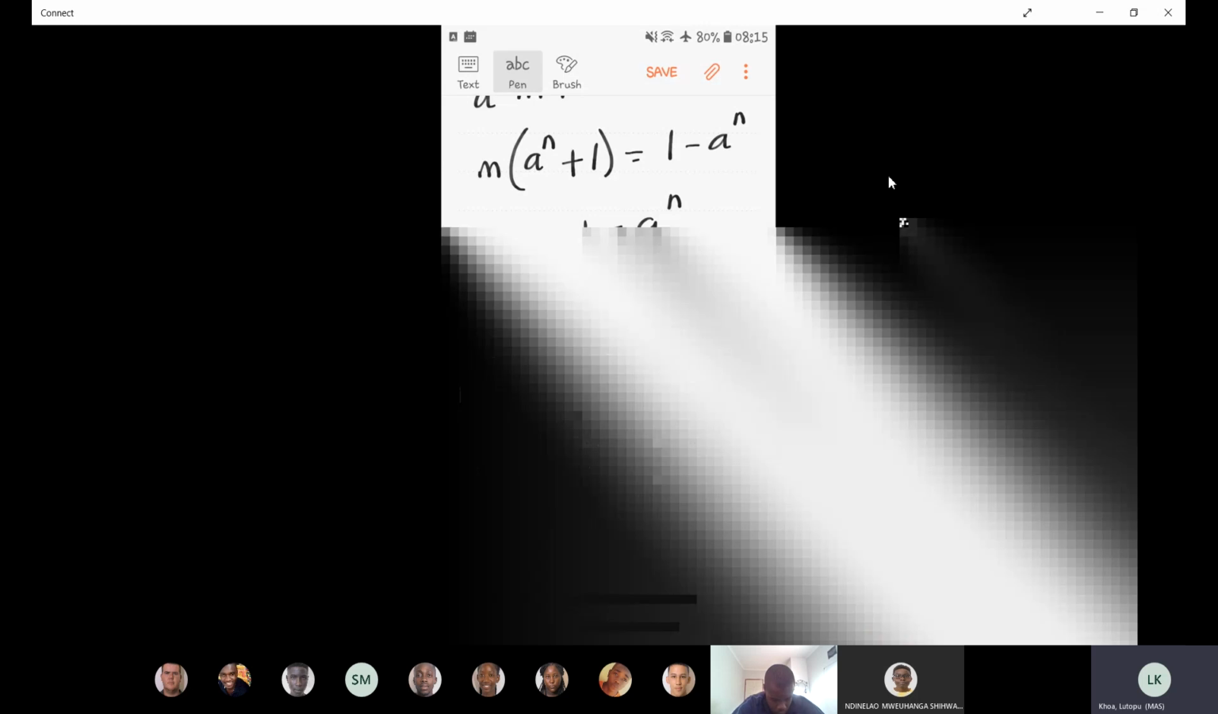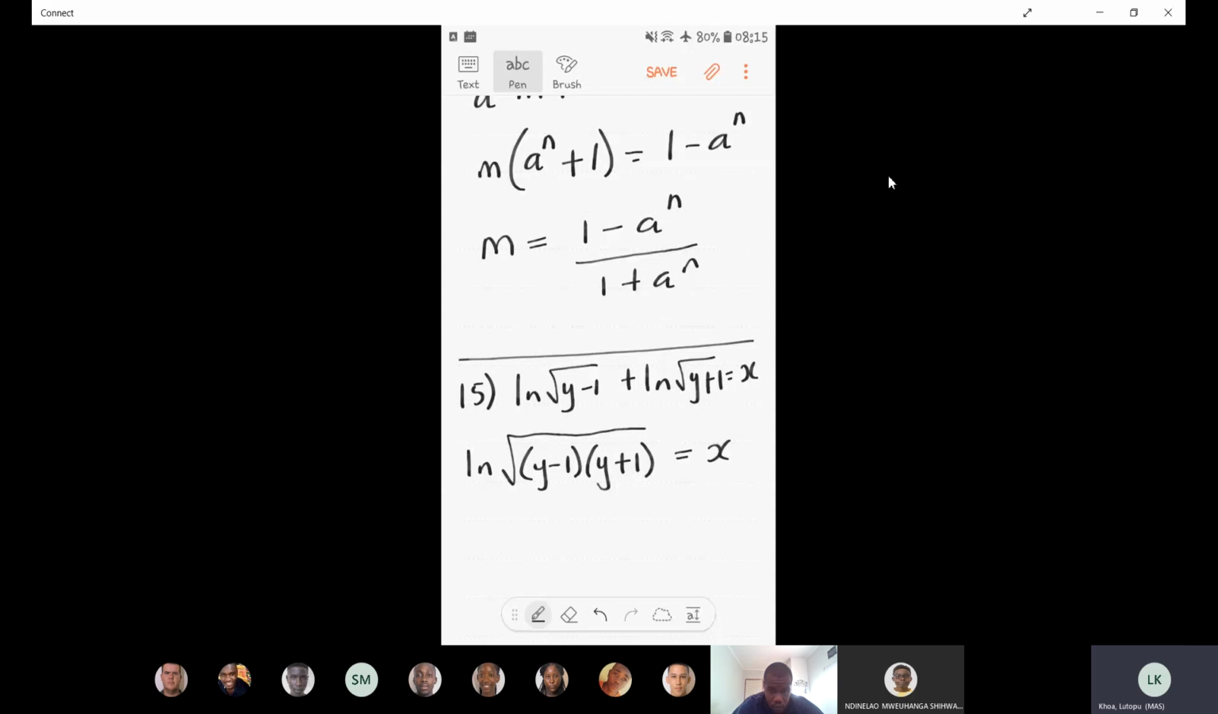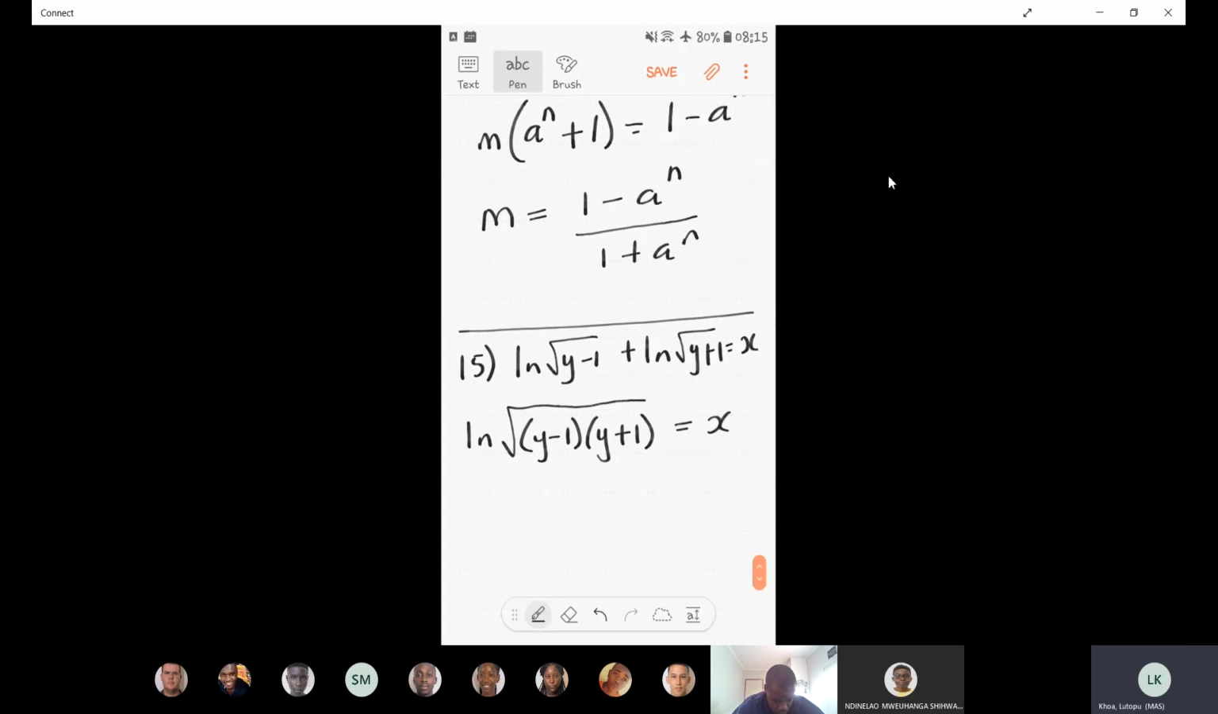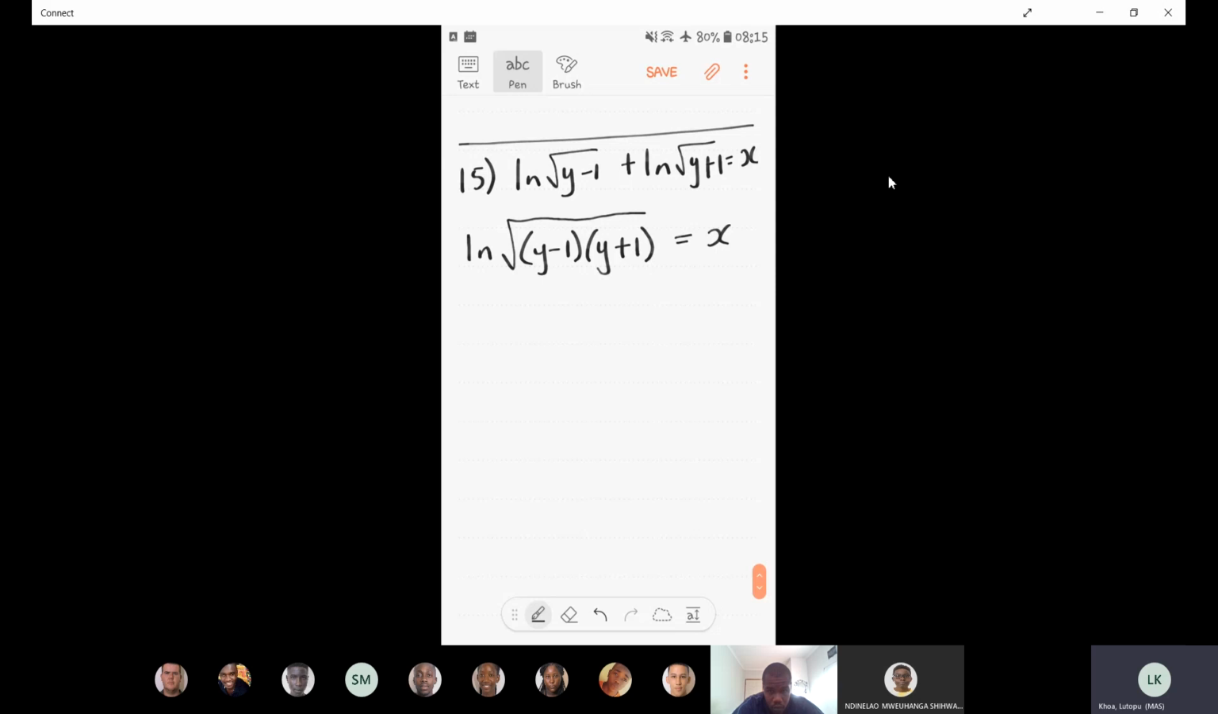So I need to get rid of the ln. Now the way we get rid of the ln is not by dividing by ln on both sides. What we do is we write this in exponential form. So the base of ln is e. So I have e to the power of x. This is equal to the square root of this.